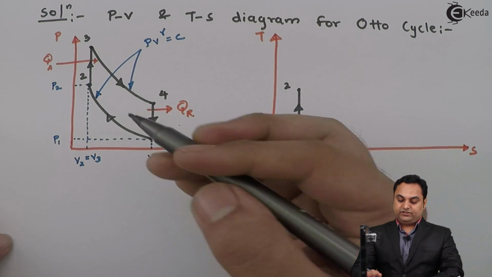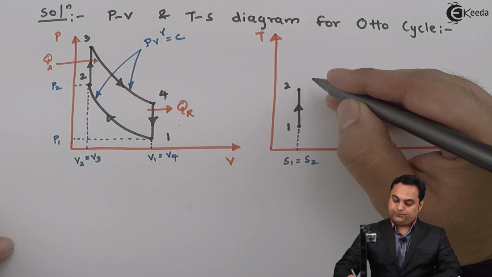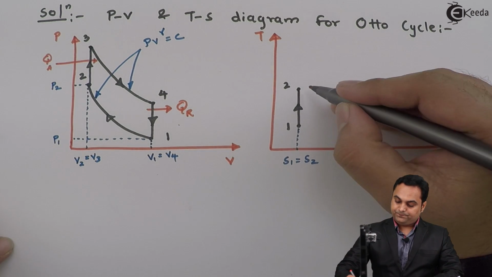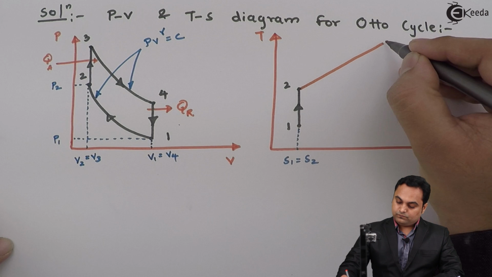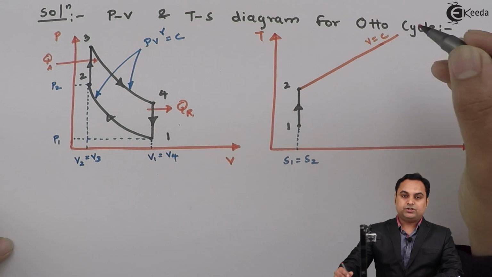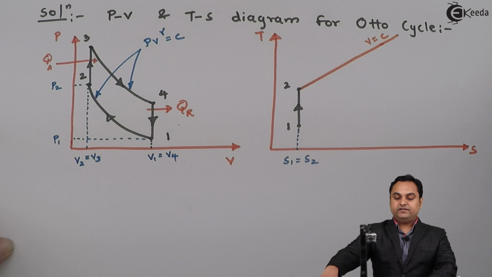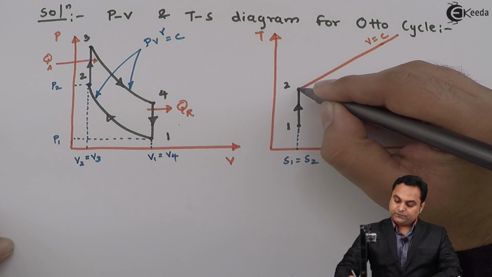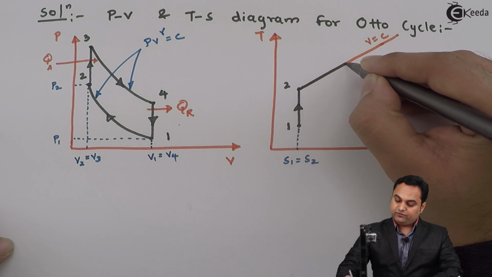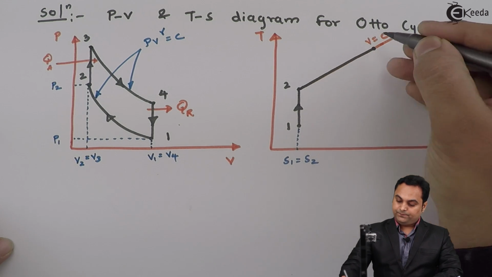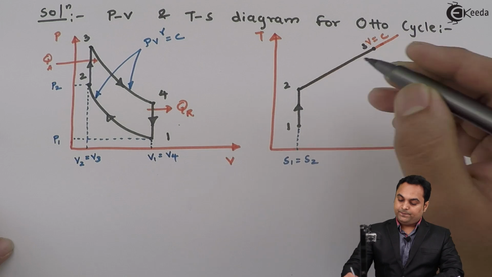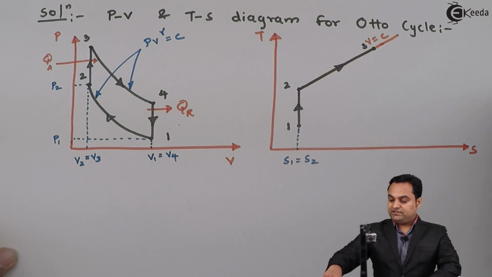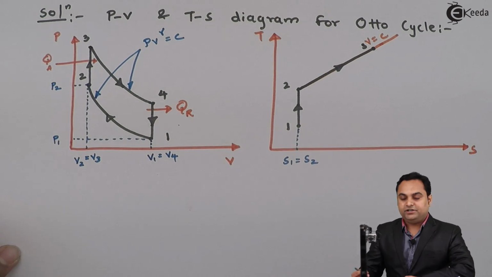Next, after that, heat is added at constant volume. So here I am drawing a constant volume line. Since heat is added at constant volume, from point 2 to point 3 the process will follow this constant volume line. Here I am getting point 3, and since the heat is added, the temperature at point 3 is greater than the temperature at point 2.